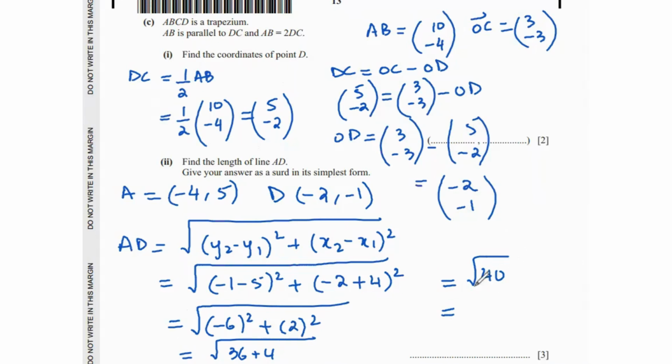They want this in a simplified form. 40 is 4 times 10. 4 is a square number, so 4 comes outside as 2, and 2 root 10 is the length of the line AD. For this, you need to know how to simplify a surd. If we root a square number, the number goes outside the root. That's why root of 4 gave us a 2, and 2 is outside the surd, and 10 remains inside because it's not a square number. And this is the distance formula, how to find the distance between 2 points. You can easily use that to find the length between any 2 points.